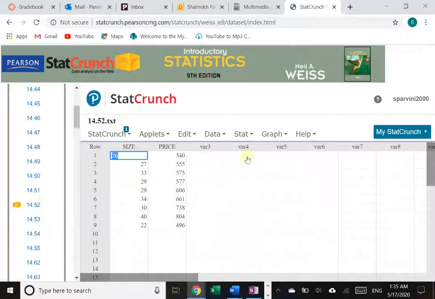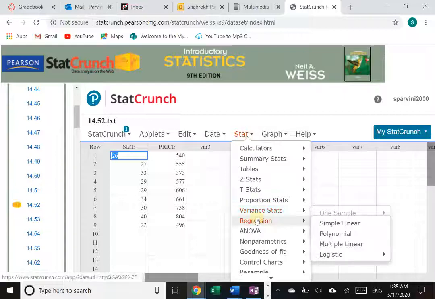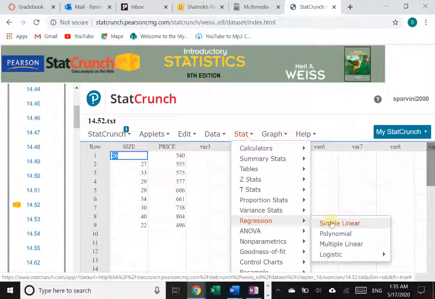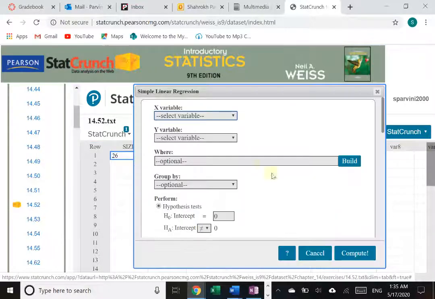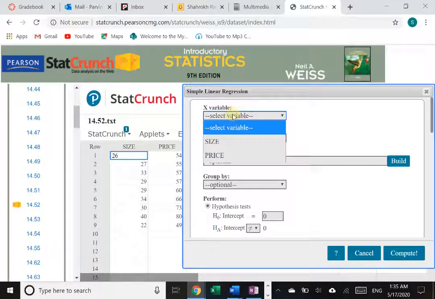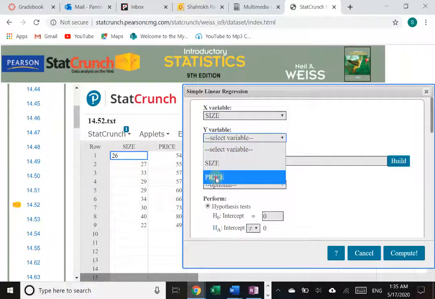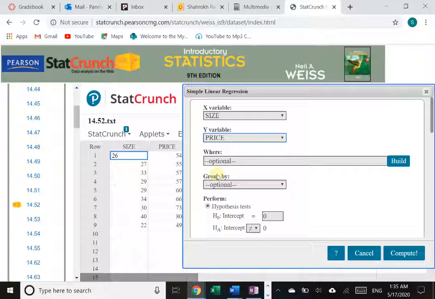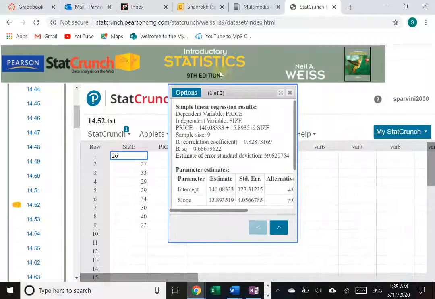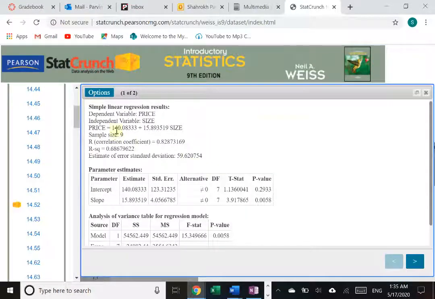So here it is, the regression run. We go to Stat, scroll down to Regression. Simple linear is what we're doing. Click on that, and then we select our variables. Well, x, where is x? X is the size. Remember, that's our predictor. Y is the price. We want to predict the price of a house from the size of the house. Compute. There's nothing else I had to do for that one. That was pretty easy.